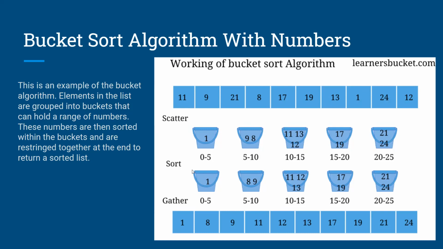And then inside of these buckets, we call a sorting algorithm, which will sort the items in the bucket, and that'll presumably be faster because there'll be less elements in each bucket, which is why this sorting method is used. As we can see here, there's only one. Then 8 and 9 were put in order, 11, 12, 13, 17, 19, 21, 24. So we put all of these in order, and then we gather them, which means we attach each number in order after it's been sorted from each bucket into a new list.